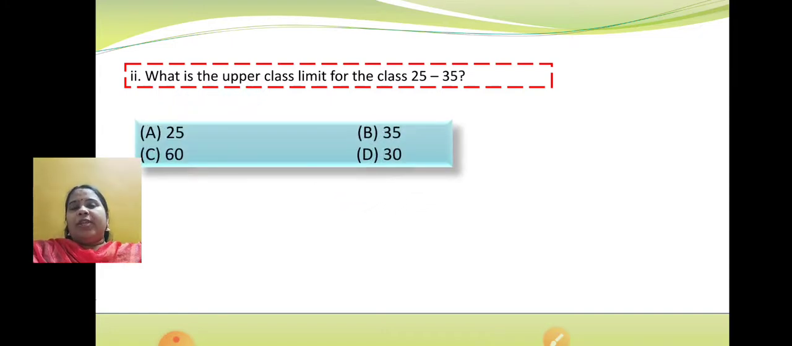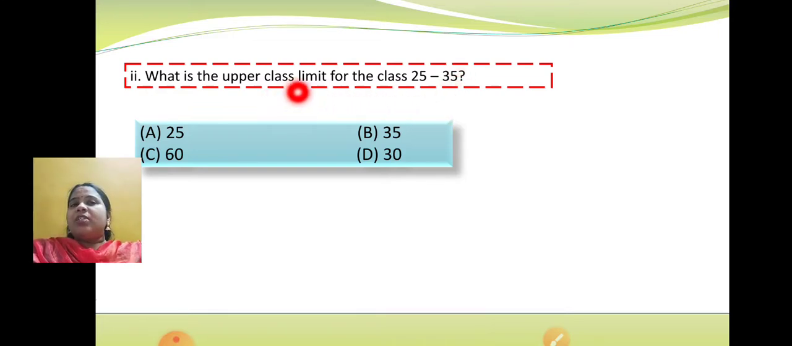Options are 25, 35, 60 and 30. Now I have just now defined upper class limit and lower class limit to you. Each class boundary is bounded by two numbers. The number written on the left hand side is called the lower class limit. The number written on the right hand side is called the upper class limit.